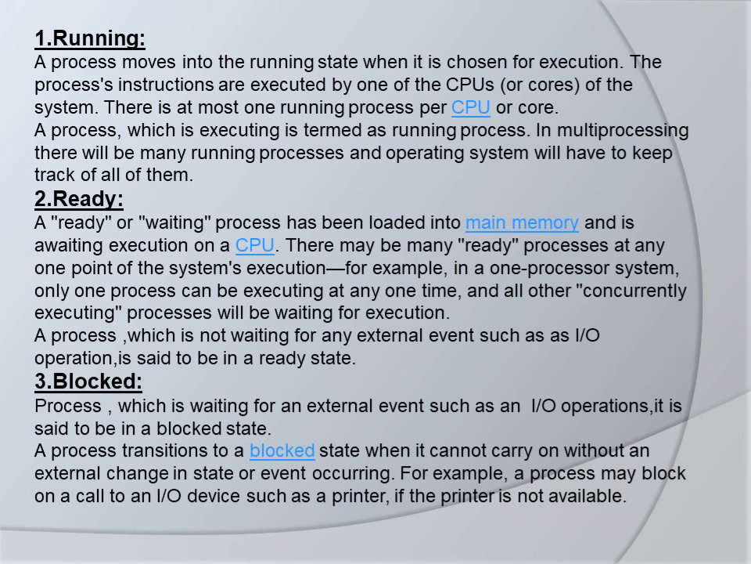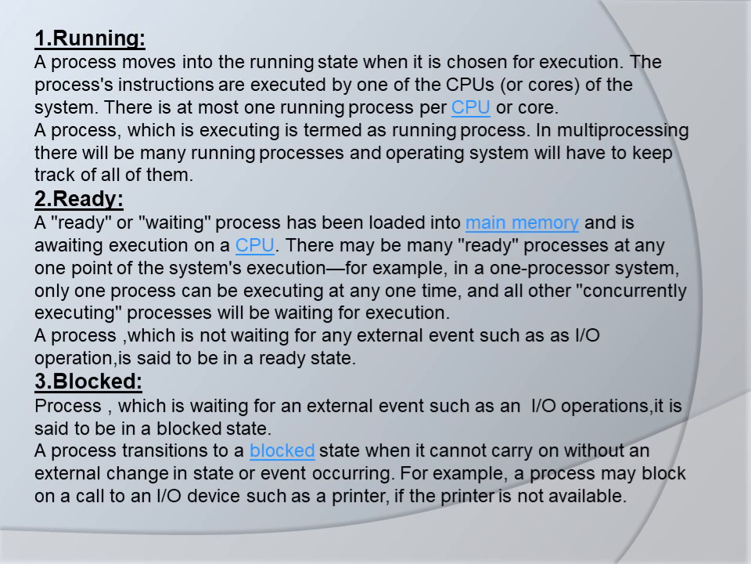A process which is not waiting for any external event such as an input-output operation is said to be in the ready state, meaning it has all the input-output resources it needs. And the last one, blocked. A process which is waiting for an external event such as an input-output operation is said to be in the blocked state. When any process is waiting for input and output, it is in the blocked state.